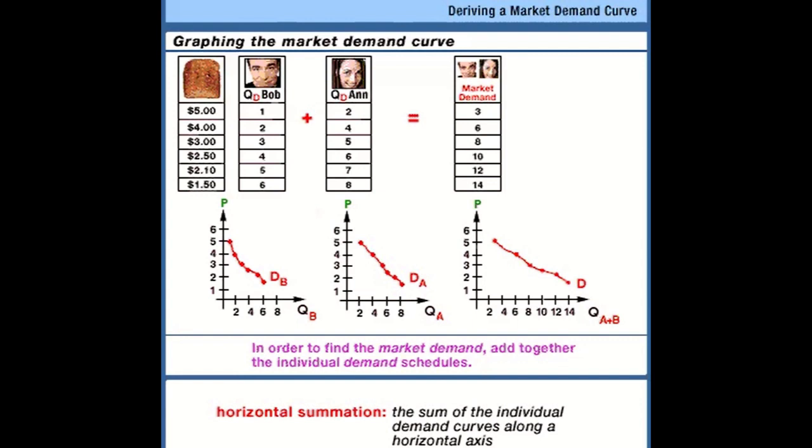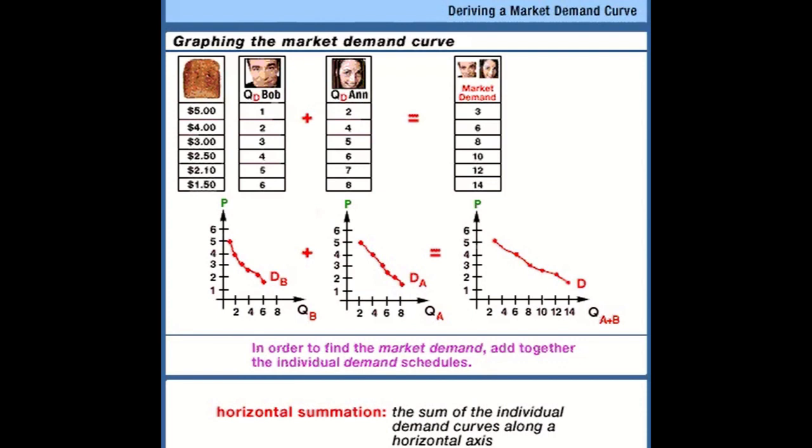So the idea here is this. If you take Bob's demand curve and add it to Ann's demand curve, you get the total demand in the market. That is, for any price that we choose on the vertical axis, go over to Bob's demand curve to get the horizontal distance, the quantity that Bob demands, and add that to the horizontal distance at the same price over in Ann's demand curve. And that horizontal distance, the sum of Bob's plus Ann's quantity demanded, will show up over here in the market demand curve at the same price.